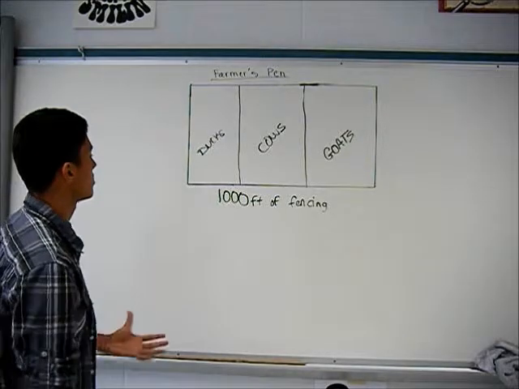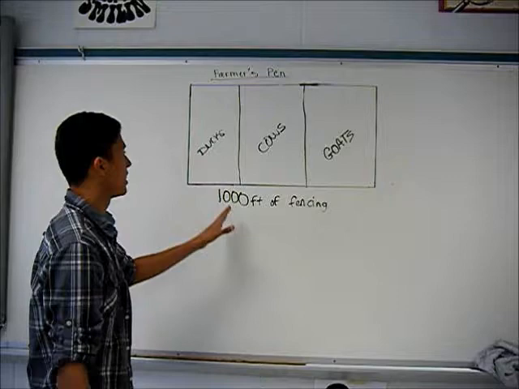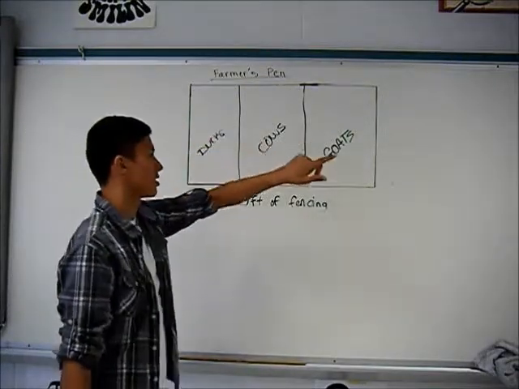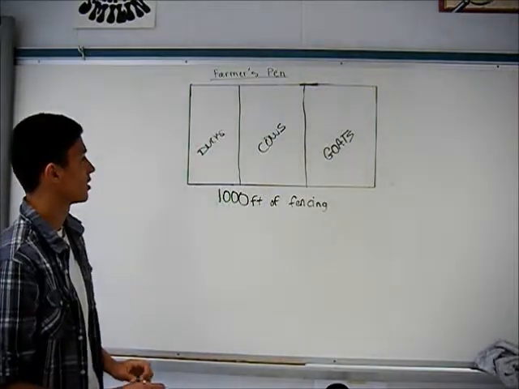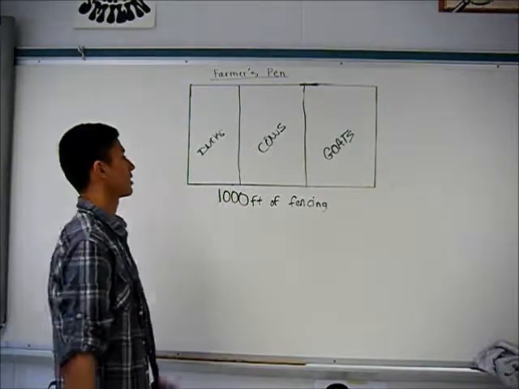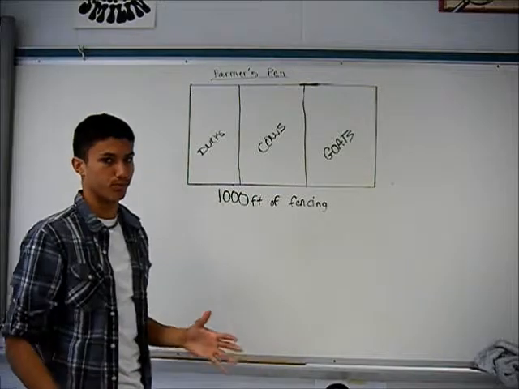What the farmer wants to do is take this 1,000 feet of fencing, that's all he has, and make 3 equal compartments for ducks, cows, and goats. So each of those 3 little fenced-in areas are supposed to be the same size. Exactly, and he's making a rectangular fence, and he wants to make the area for all of them as big as possible. As big as possible.